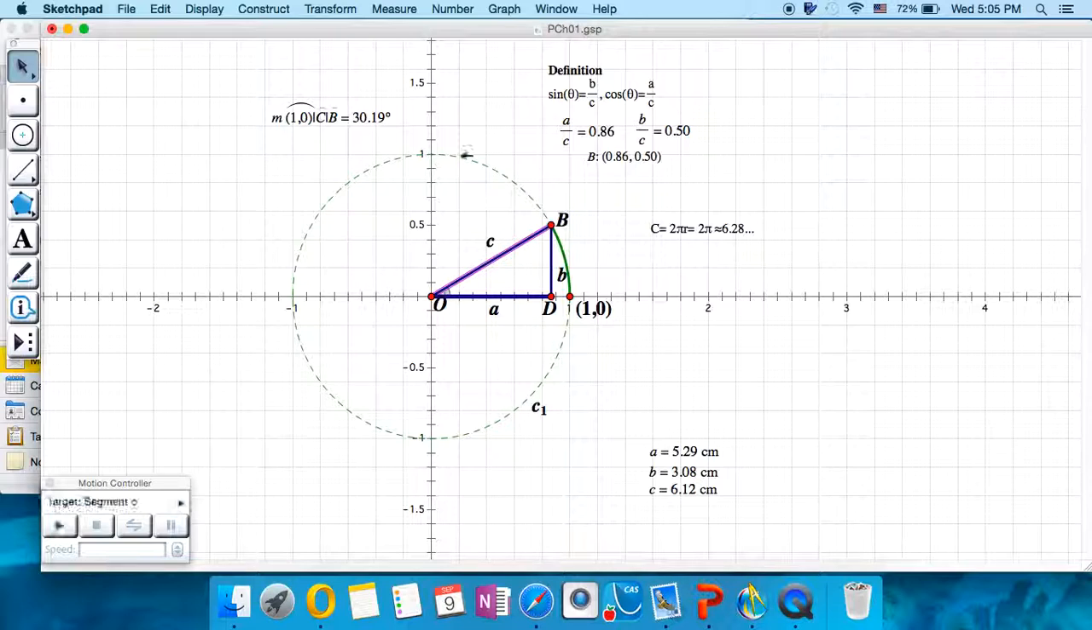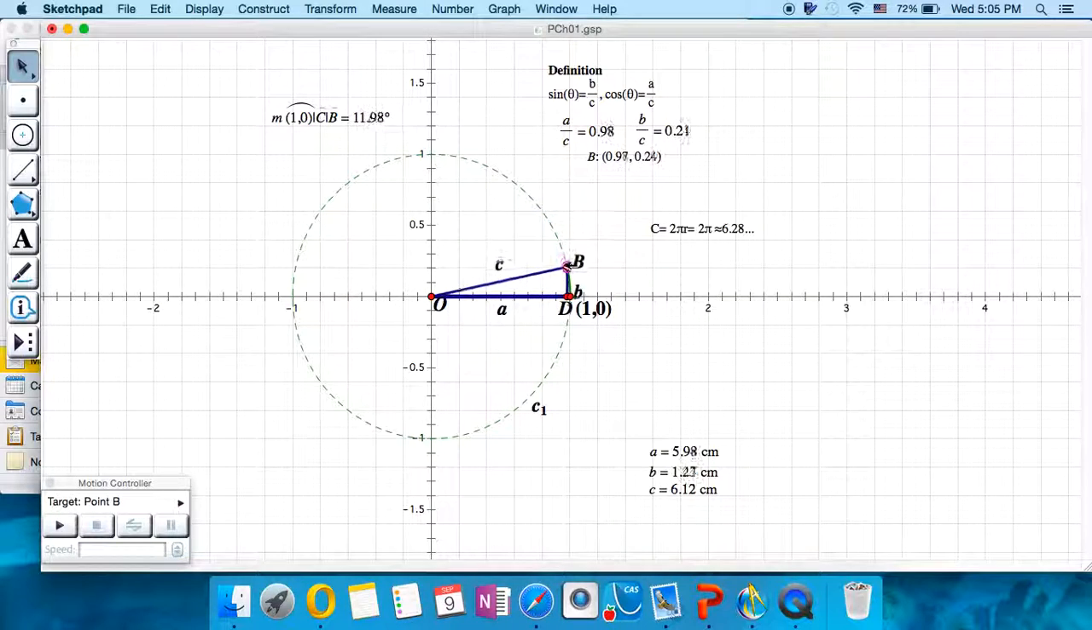But we know that this is the unit circle. As you see, the radius is 1, so c is 1. So basically, the sine is b divided by 1, so whatever the height or rise is, that is the sine. And if you look at the base of this triangle, which is a, this is the cosine of the unit circle. And the arc length right here is the radian.